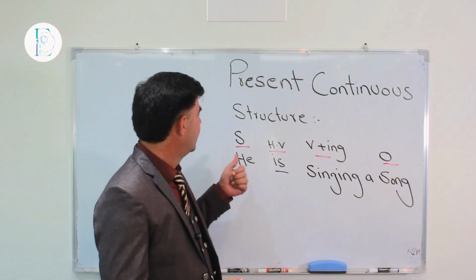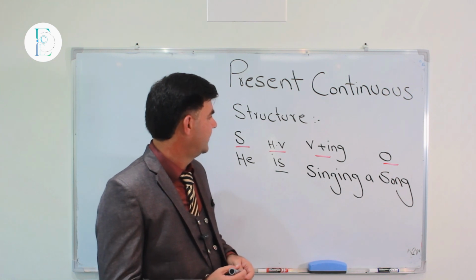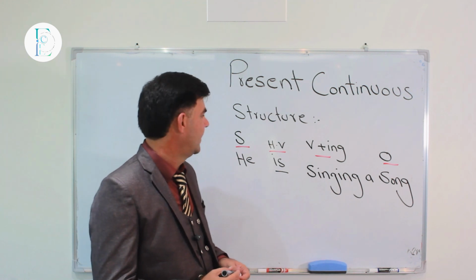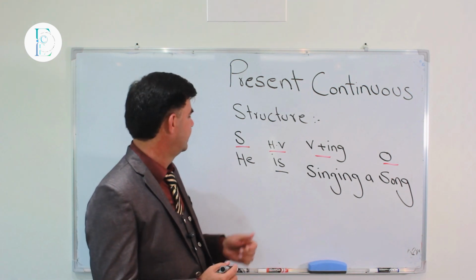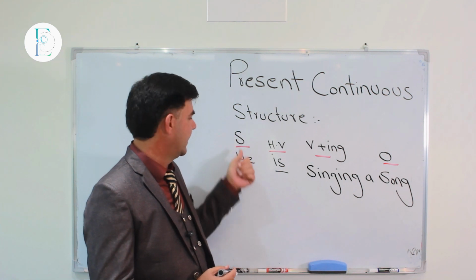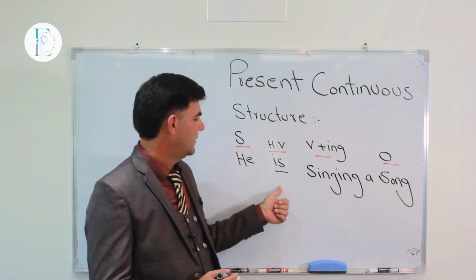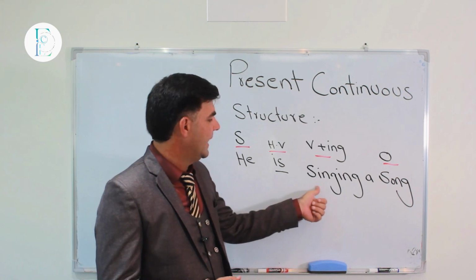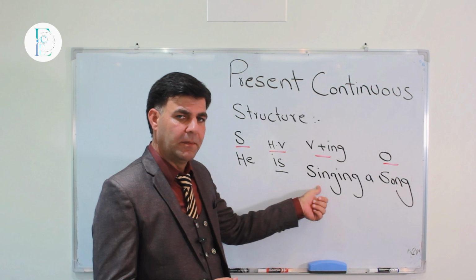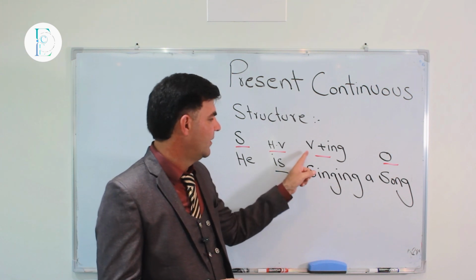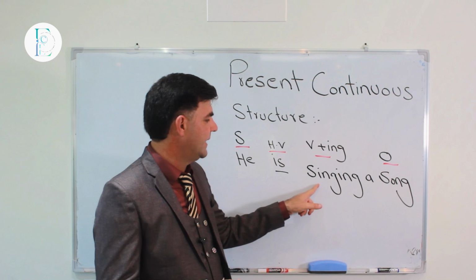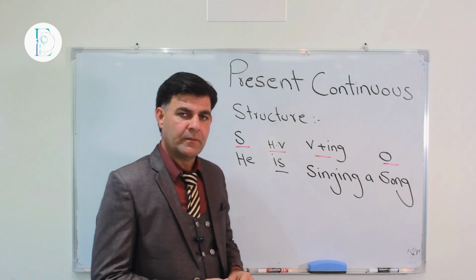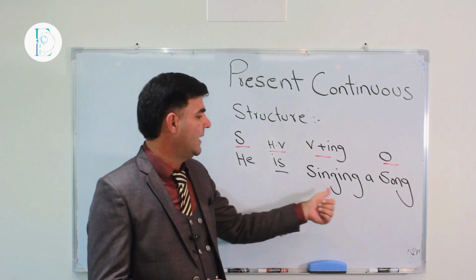So, structure, or the formation of present continuous tense. The structure is he, subject, is, helping verb, auxiliary verb, singing, first form of the verb plus ing, sing, ing, singing, a song, object. He is singing a song.